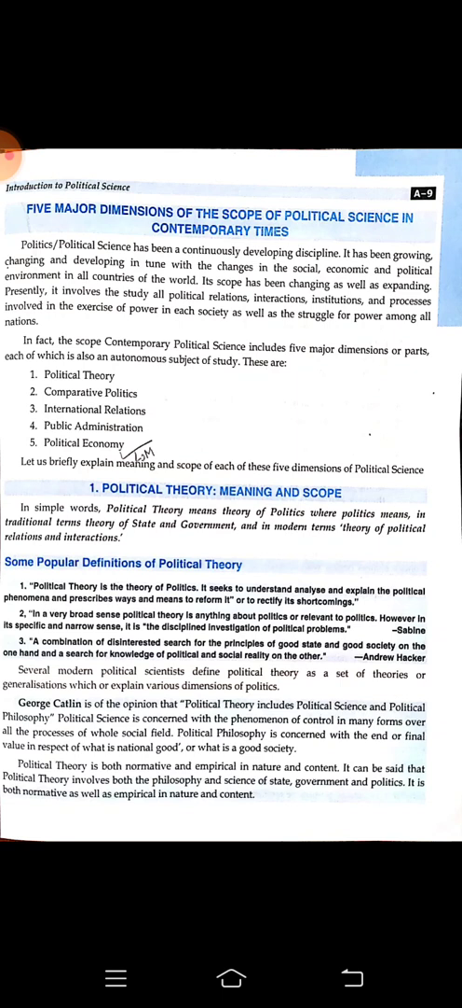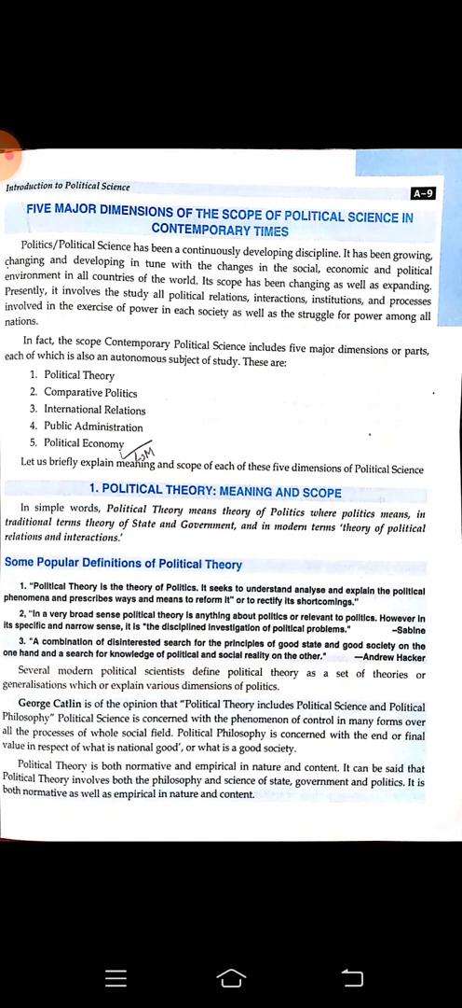Okay, so the first dimension given in your book is political theory. I would like to say that there are two kinds of theorists here. One is the modern theorist and the other is the classical theorist. The classical theorists have told that political science is the study of how a government or a state works, how the government is ruling, what its actions are, what institutions are needed, and what their power will be. All these things are evaluated or defined by political theorists.